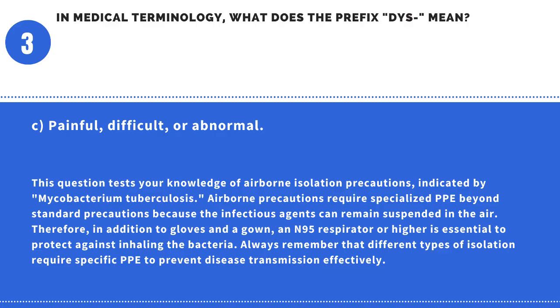The prefix dys- is consistently used to indicate something that is difficult, painful, or abnormal. For example, dysphagia means difficulty swallowing, and dyspnea means difficulty breathing. Understanding this prefix can help you decipher the meaning of many medical terms you encounter in coding. Learning common prefixes like dys- is a great shortcut to understanding complex medical words.